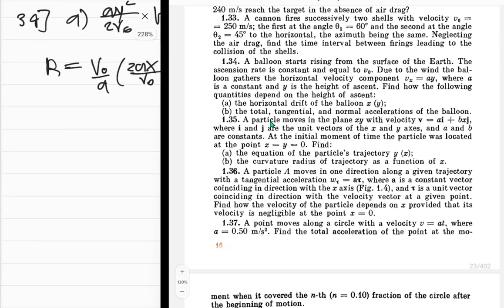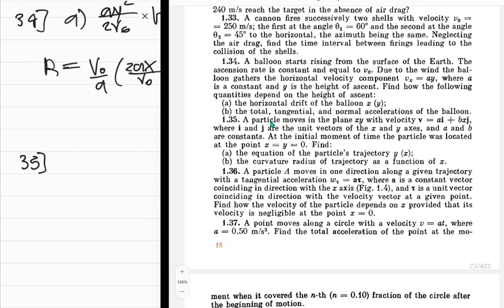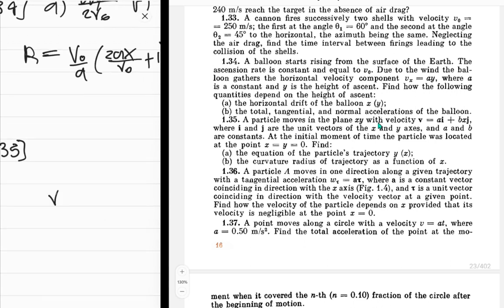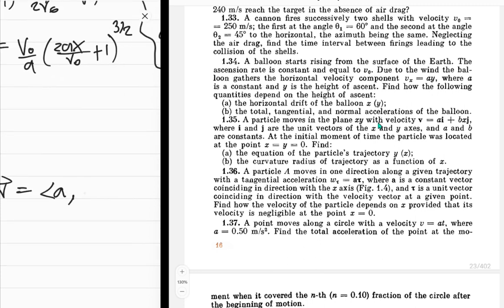Next question, 35th. A particle moves in the xy plane with a velocity vector V equal to a i plus b x j. A and b are constants. At the initial moment of time, the particle was located at the point x equal to y equal to 0. Fine. Oh, so it's that kind of question. Of course, we already did something like that previously, right?